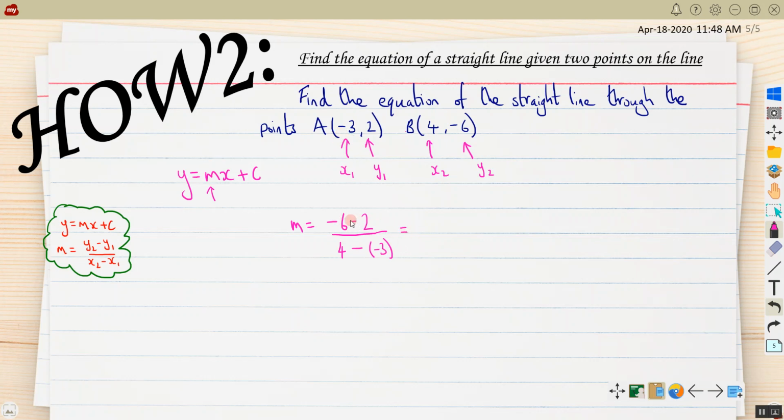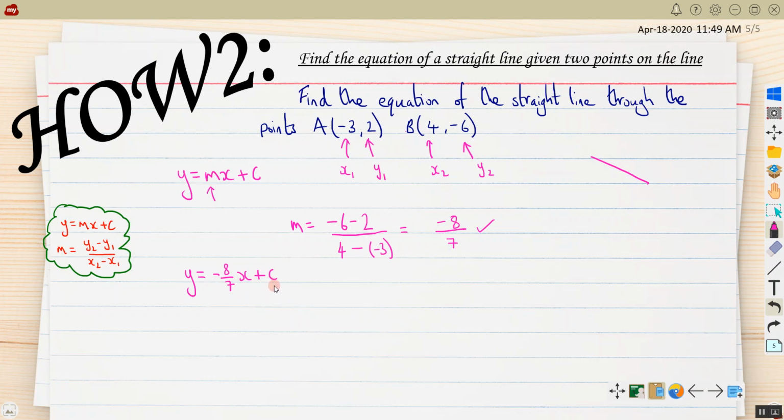So I can put these into my calculator. Negative 6 take away 2, it's negative 8. 4 take away negative 3, that's the same as 4 plus 3, which is 7. So I get a rather nasty looking fraction, but I'm just going to leave it like that, okay? It's negative, so that is telling me that this line is sloping downwards. Okay, so I've got my value for m, which is negative 8 over 7. So I've already got half of the information.